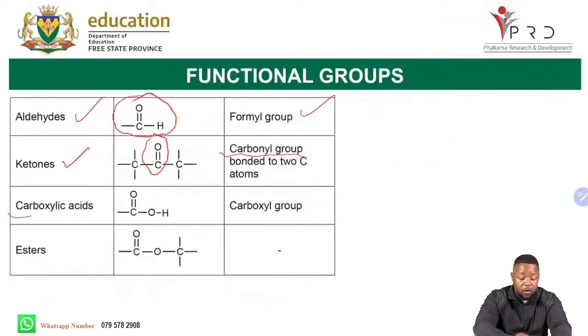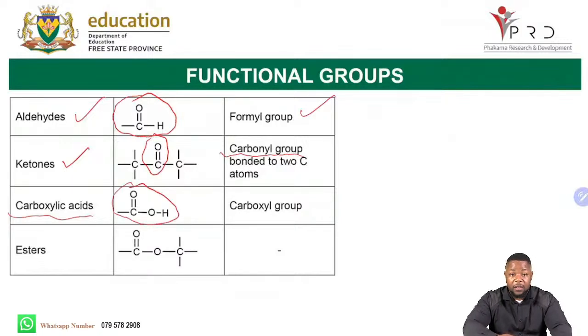Now, we carry on to the carboxylic acids. It is very important to see the difference between these functional groups. We see the name of the functional group here is referred to as the carboxyl group. And lastly, we go to the esters. And the structure of the functional group is indicated there. The name, however, is not indicated.